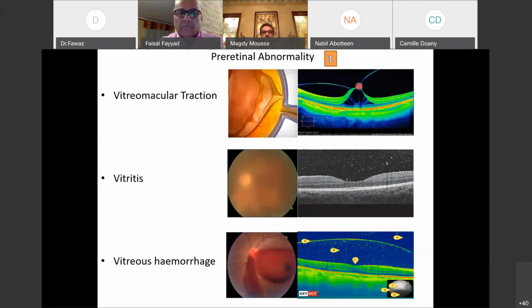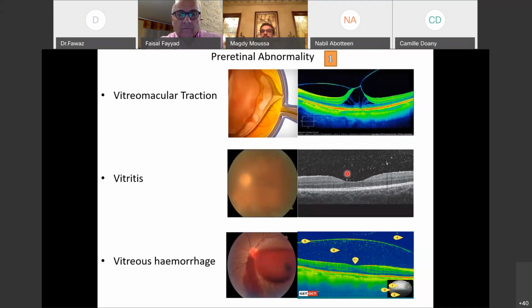The first abnormality we sometimes find is the vitreomacular traction. Usually we see the vitreous detachment on the nasal and temporal side of the macula, and this detachment is incomplete, it's just attached to the fovea. On the OCT, we see the vitreous as a thin, regular, moderately reflective line, which is detached from the nasal and temporal side and attached to the macular area. And this we call the vitreomacular traction.